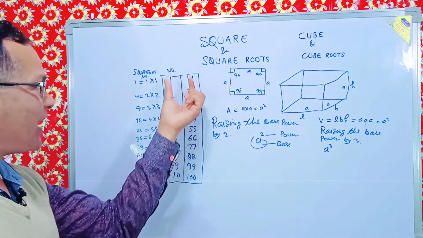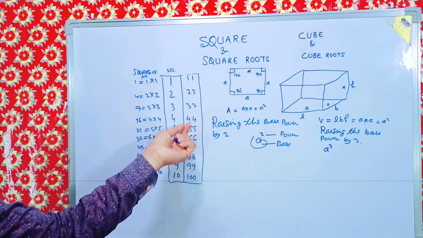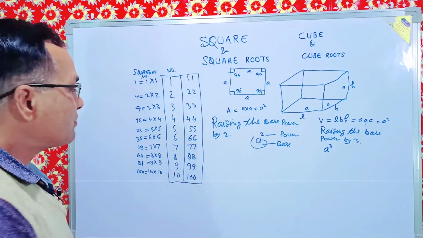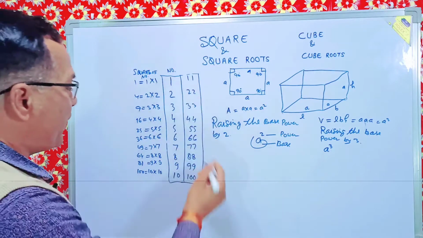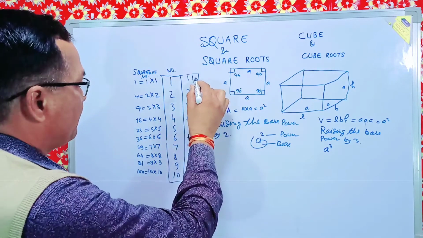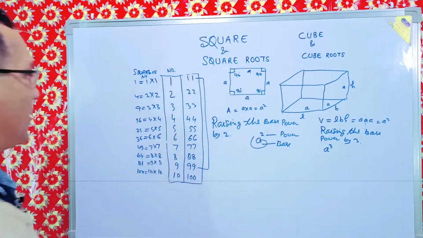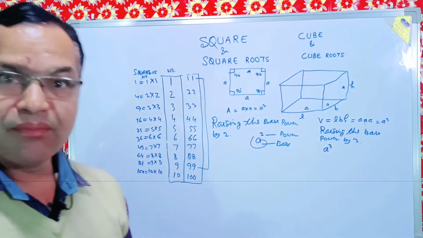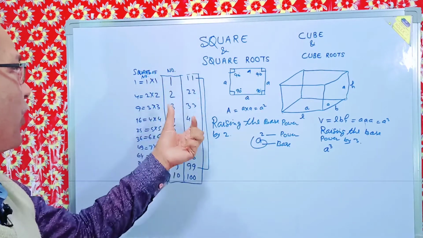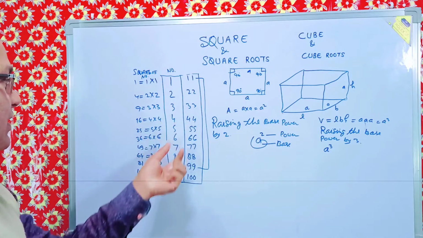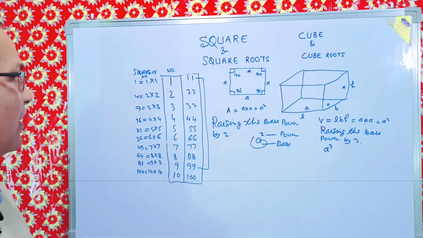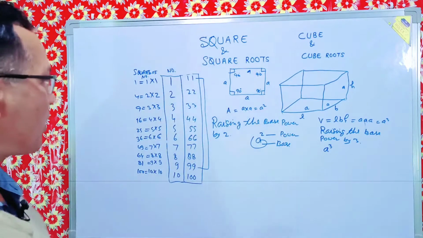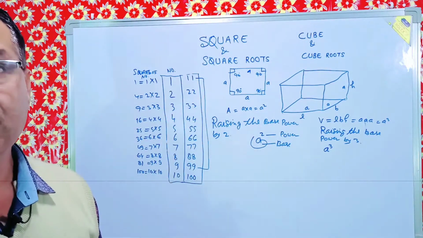Now, if I look at this 11, 22, 33, 44, all these numbers are factors of 11 up to 99. Means, if we try to find out the square of 22, 33, 44 and up to 99, if we remember the square of 11, we can find out the square of all these numbers easily.